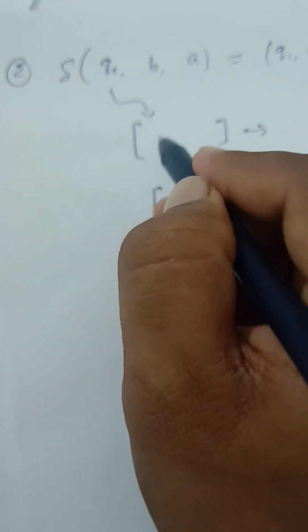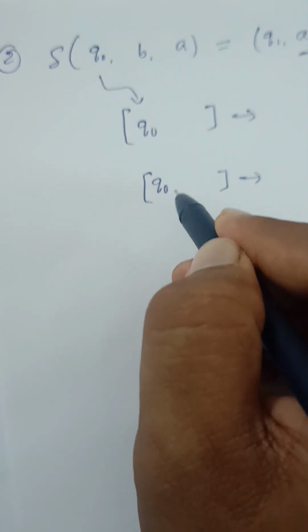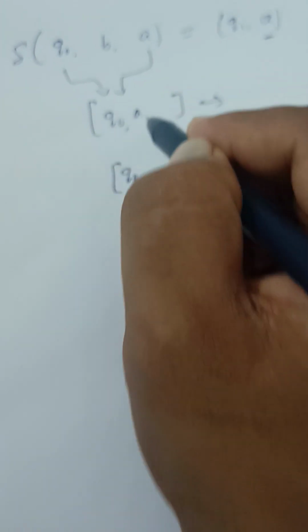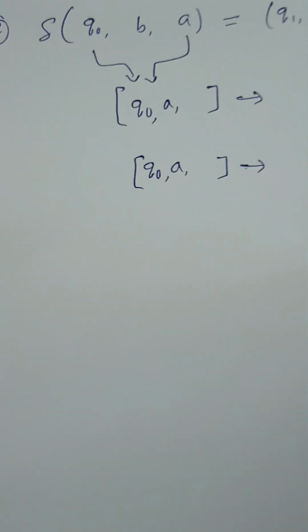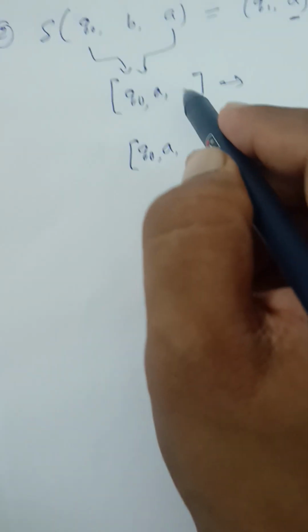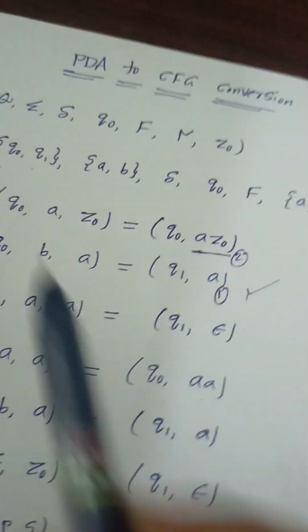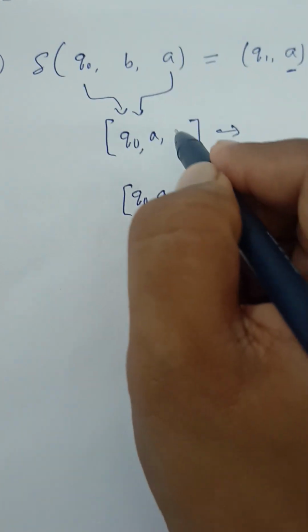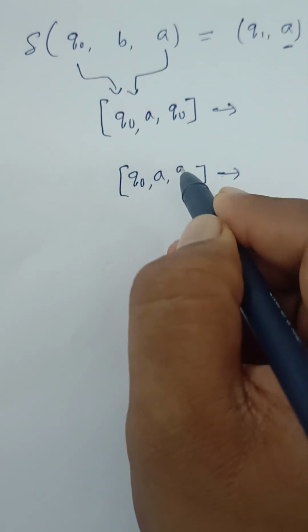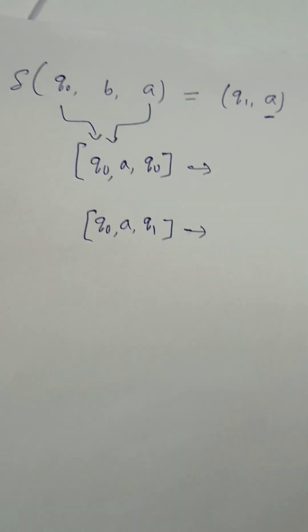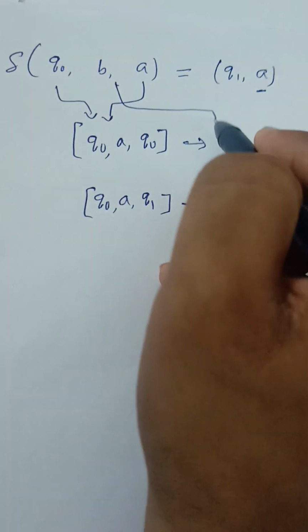What is the left hand side? Simply this one, q naught, q naught. What is the middle field? This is the middle field, a. What is the third field? The third field comes from the states. What are the states here? q naught and q1 are the states. So here we have only 2 possibilities: one time we will write q naught and another time q1. Now what is the right hand side? The right hand side is this one.